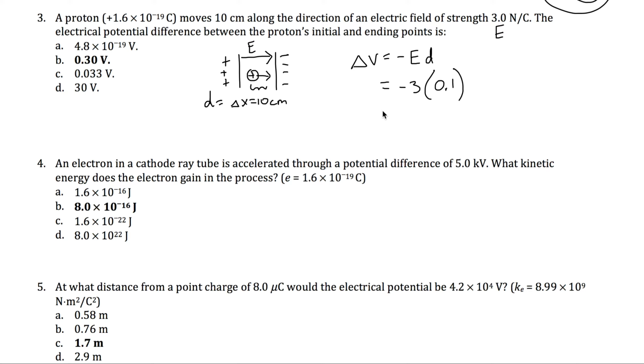So technically the potential difference should be negative because this charge is going towards a lower potential, but that wasn't a choice, so we just have to pick the best answer. The best answer is that the difference in potential between the 2 points has a magnitude of 0.3 volts.